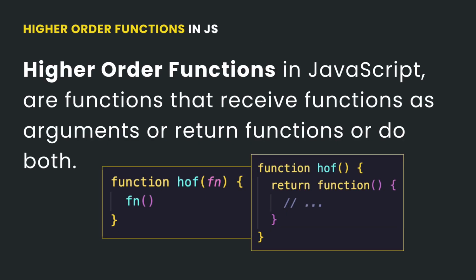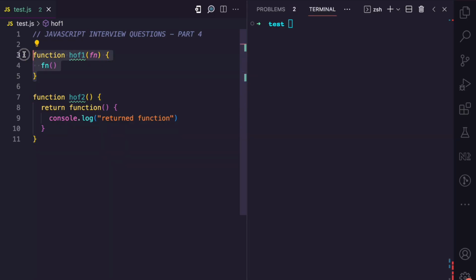Higher order functions in JavaScript are functions that receive functions as arguments, or they return functions, or they do both. So this is a higher order function. Why? Because it takes a function as an argument and it can do whatever it wants with that function. Here we execute the function that it takes as an argument. This is also a higher order function. In this case, it doesn't take a function as an argument, but it returns a function out of it.